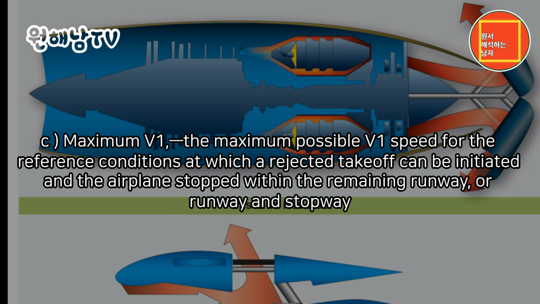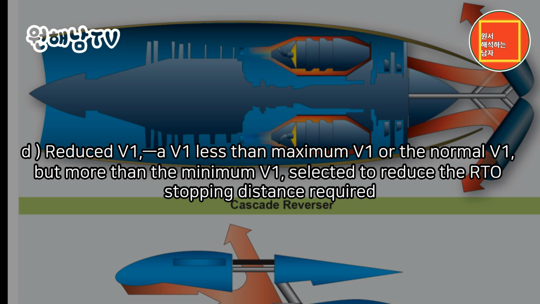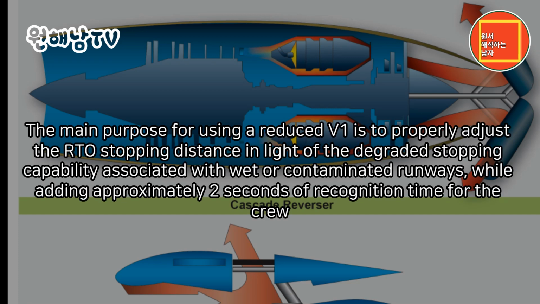C. Maximum V1. The maximum possible V1 speed for the reference conditions at which a rejected takeoff can be initiated, and the airplane stopped within the remaining runway, or runway and stopway. D. Reduced V1. A V1 less than maximum V1 or the normal V1, but more than the minimum V1, selected to reduce the RTO stopping distance required. The main purpose for using a reduced V1 is to properly adjust the RTO stopping distance in light of the degraded stopping capability associated with wet or contaminated runways, while adding approximately 2 seconds of recognition time for the crew.